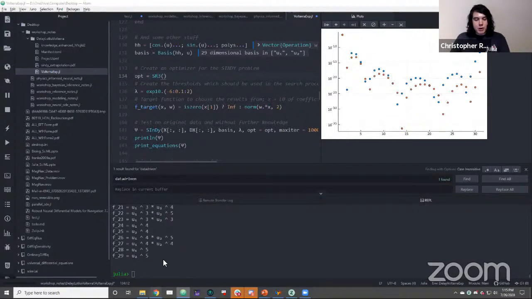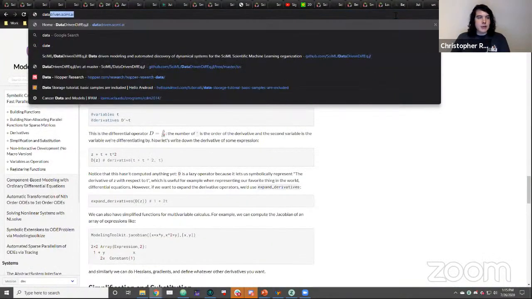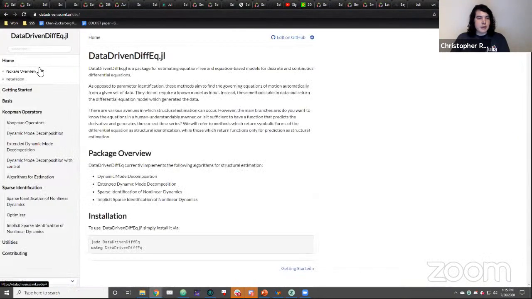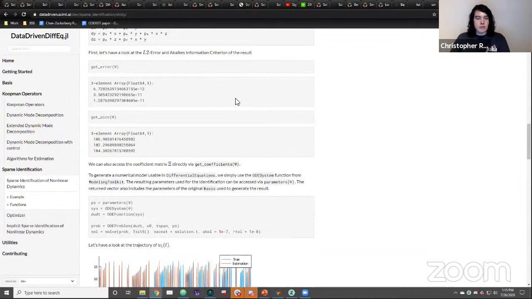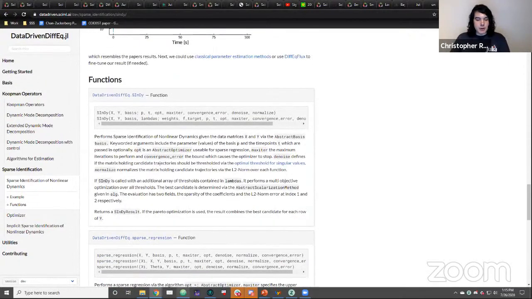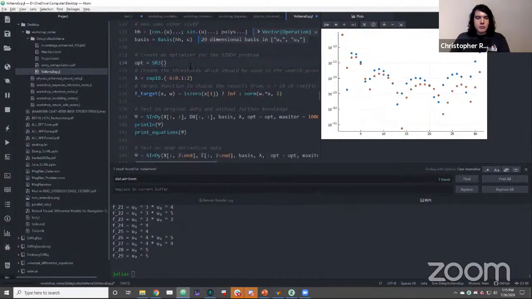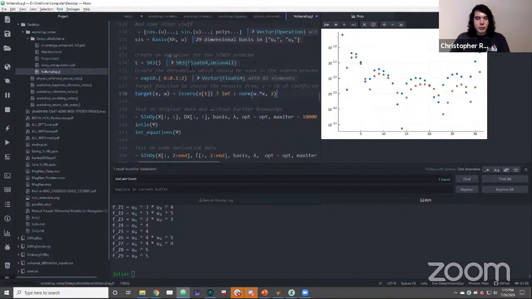This is all described if you go to datadriven.sciml.ai, where you'll see sparse identification of nonlinear systems. This is all described there, and how you can find equations from data. So what I'm going to do is choose an optimizer from there, and I'm going to choose a lambda for the thresholds.